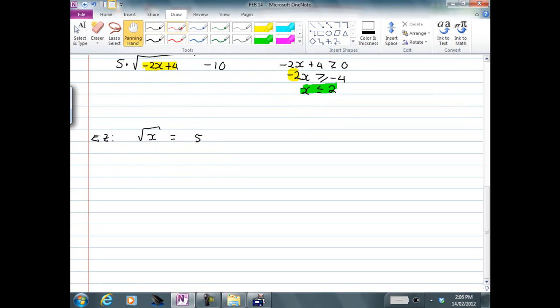When you have a square root, to get rid of the square root, you're going to square both sides. I squared, and I squared. That gives you x equals 25. See, no tricks.